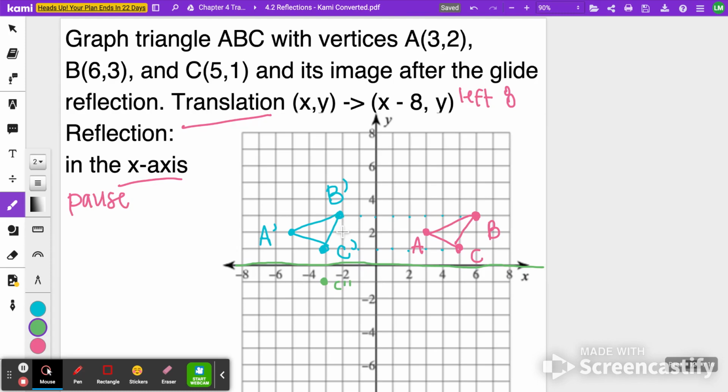B prime, I can count 1, 2, 3 steps. So 1, 2, 3 steps on the other side. And then A prime is 1, 2 steps on this side. So another 1, 2 on the other side to get A double prime. And then connecting my points, it has now been translated and reflected into that third quadrant.